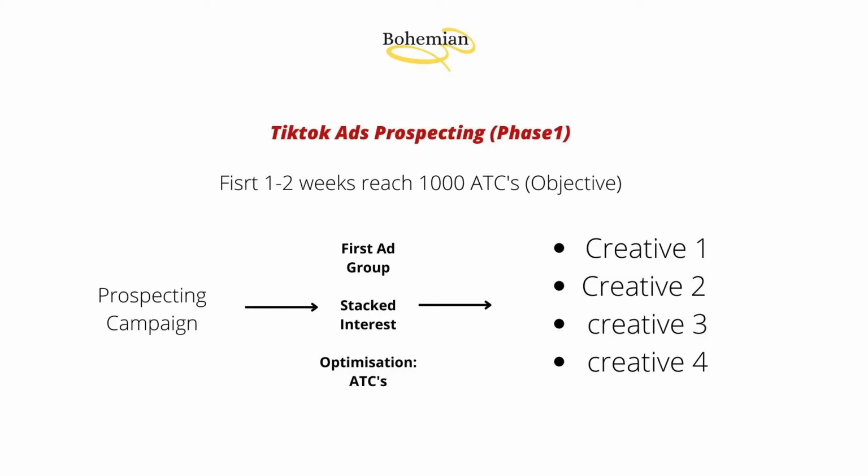The campaign objective is, you can name it a prospecting campaign, ad group, okay, with stacked interests. And the optimization is add to carts, right? Within this ad set, there's 4 ads. And within each ad, there's different creatives. Okay, you don't want to have the same creatives within the same ads. You gotta have different creatives.